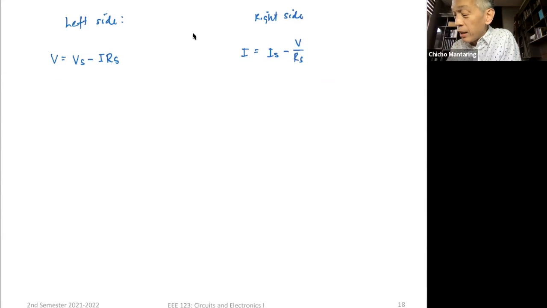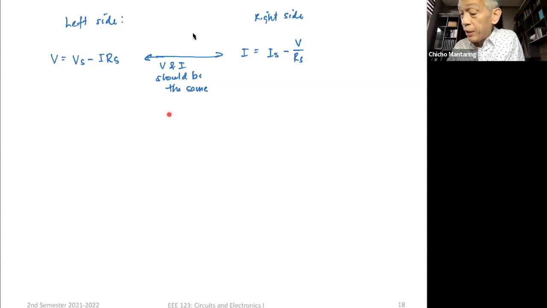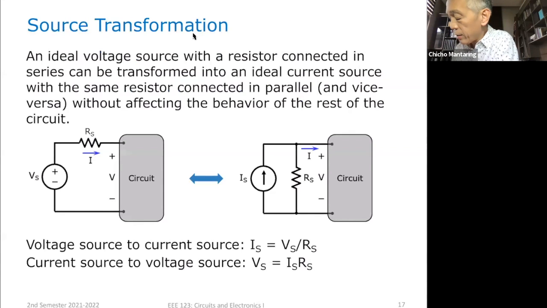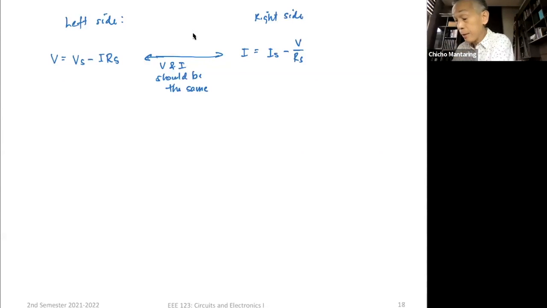So if this is going to be equivalent, then V and I should be the same. So I can plug this I into this. I is equal to I sub S minus V over R sub S. So what will come out: V is equal to V sub S minus the quantity I sub S minus V over R sub S, multiplied by R sub S.